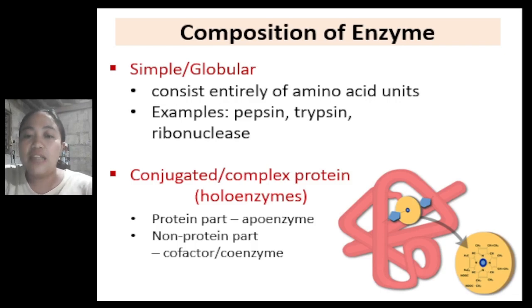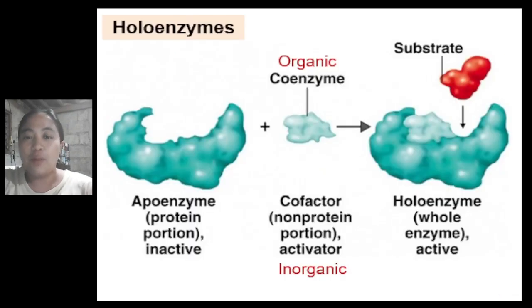And in holoenzyme, there is a protein part, which we call apoenzyme, while the non-protein part, we call the cofactor or the coenzyme. So for you to imagine what a holoenzyme is, again, a holoenzyme is a conjugated or a complex enzyme, and it consists of apoenzyme. The apoenzyme is the protein portion, but this apoenzyme is inactive. Okay? Since it is inactive, it needs a coenzyme or a cofactor.